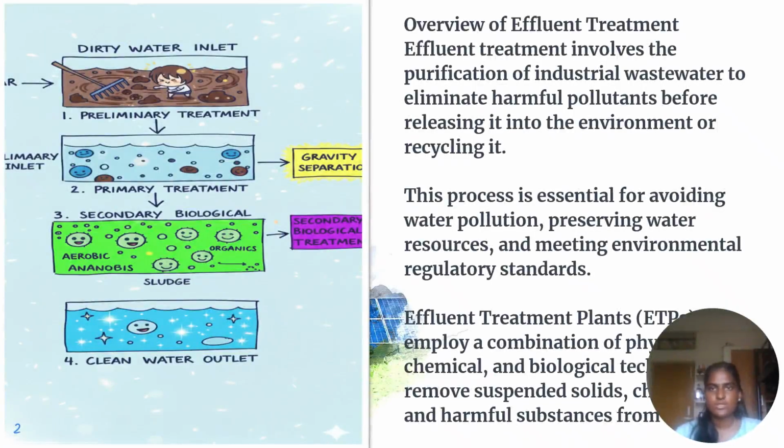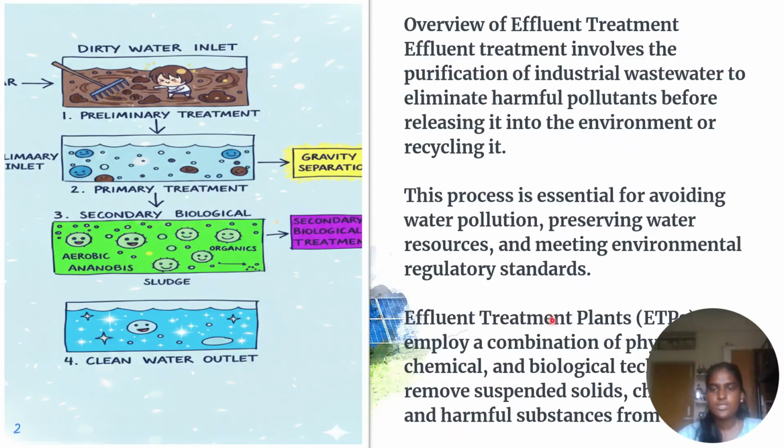Effluent treatment process. Effluent treatment process involves the purification of industrial wastewater by eliminating the harmful pollutants and contaminants which were present in the industrial wastewater before they are discharged into the environment or for other purposes. Why do we need to do that? It is essential for avoiding water pollution, preserving water resources, and meeting environmental regulatory standards.